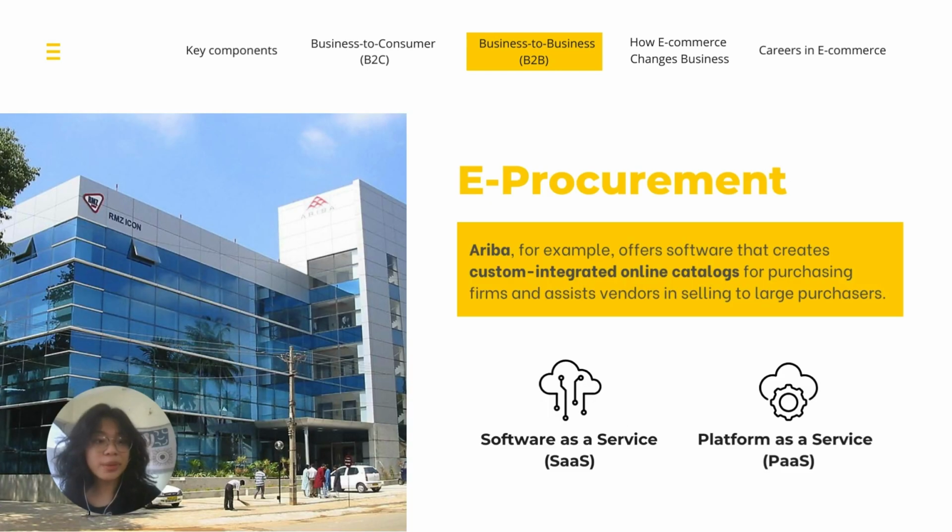The second one is e-procurement. An e-procurement company helps businesses automate their procurement processes. Ariba, for example, offers software that creates custom integrated online catalogs for purchasing firms and assists vendors in selling to large purchasers. This software is generally known as value chain management software. Ariba and similar firms are often referred to as software as a service (SaaS) or platform as a service (PaaS) providers, reducing software costs through scale economies.